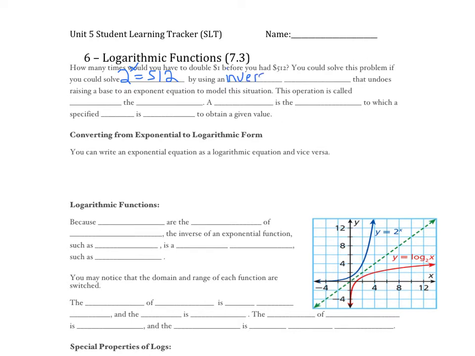So we know those as plus and minus and times and divide and square root and square. Those are all inverse operations. And it undoes the raising a base to an exponent equation to model the situation. This operation is called finding the logarithm.